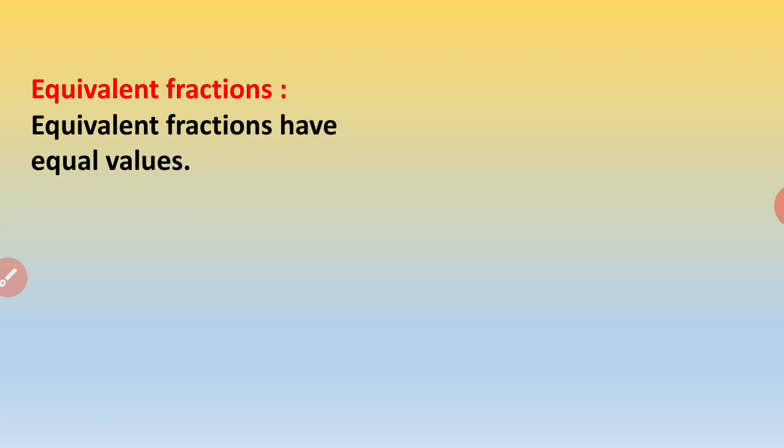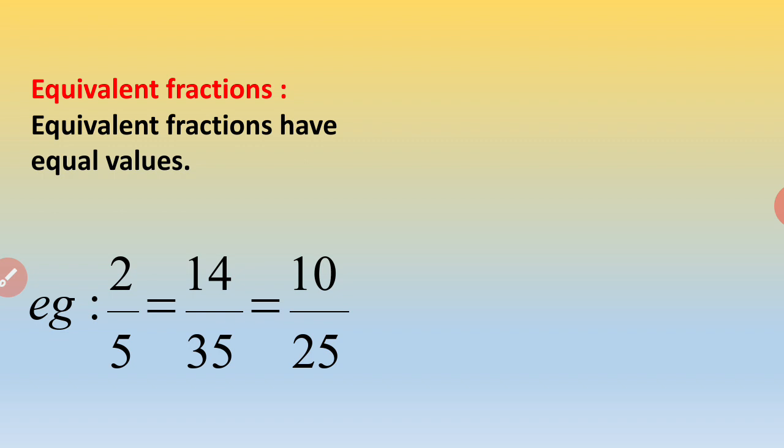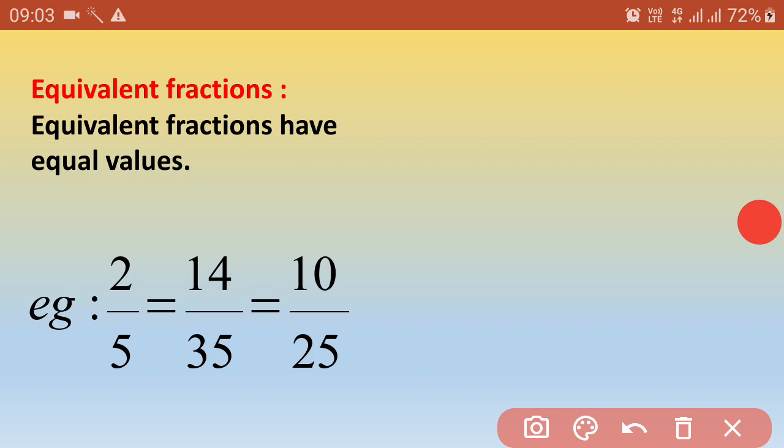Next is equivalent fraction. Equivalent fractions have equal values. So if you look at the examples, 2 by 5, 14 by 35 and 10 by 25, they actually mean the same. It is a different representation of the same number. Here, if I multiply 2 by 5 with 7 both in the numerator and denominator, I get 14 upon 35.